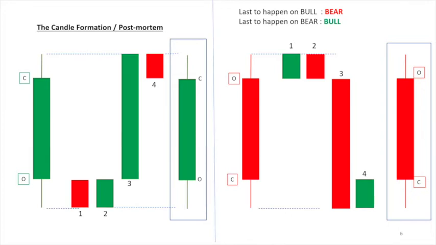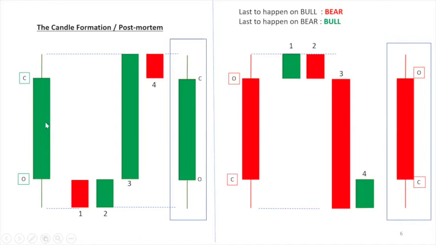Okay, so this is how the candle is being formed. Let's go on. So remember, in a bull, remember all that. There's a statement I'm giving: the last thing to happen in the bull candle, the last thing that happened was bearish. You can see there's a bear candle happening here, isn't it?